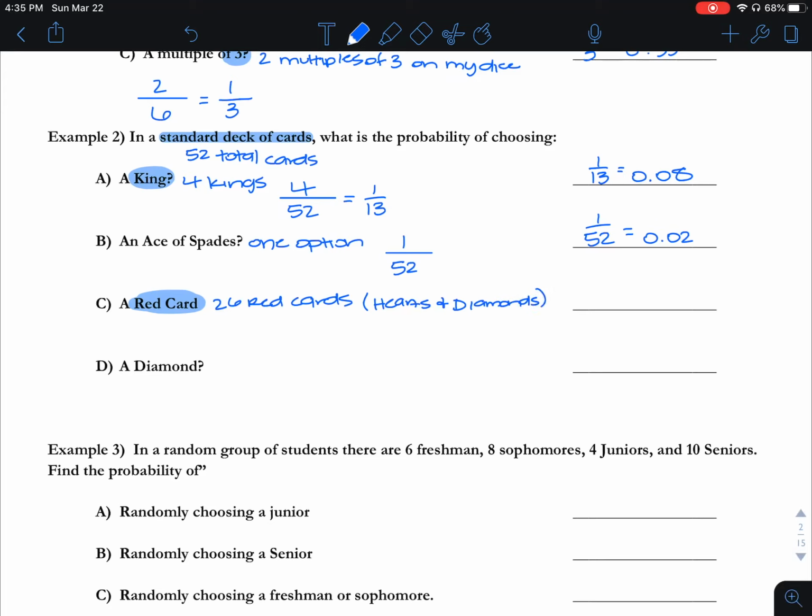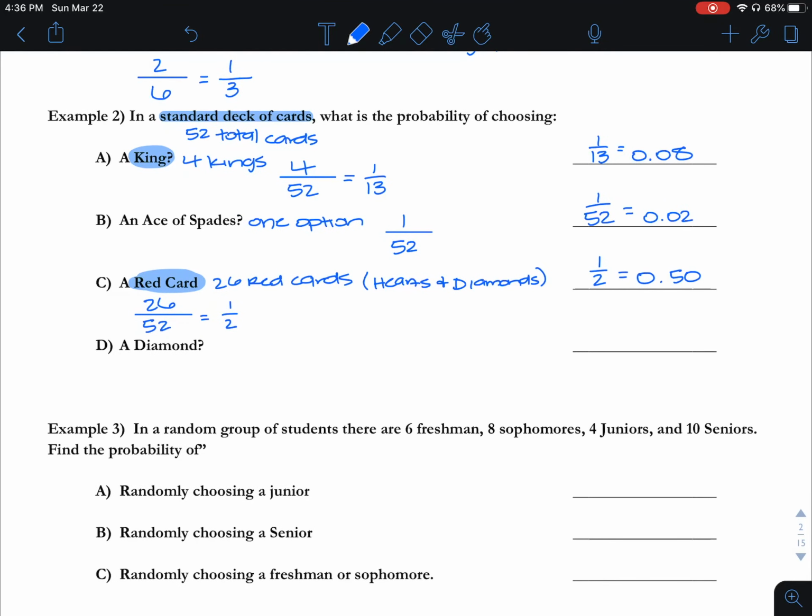All right, let's set up my ratio. So again, my total is 52. I have 26 red cards. Can I reduce this fraction? Absolutely I can. I get 1/2, which is my answer. If I plug that into my calculator, I should get 0.50. So half of the time, I would be getting red cards if I were to pick at random. Okay?